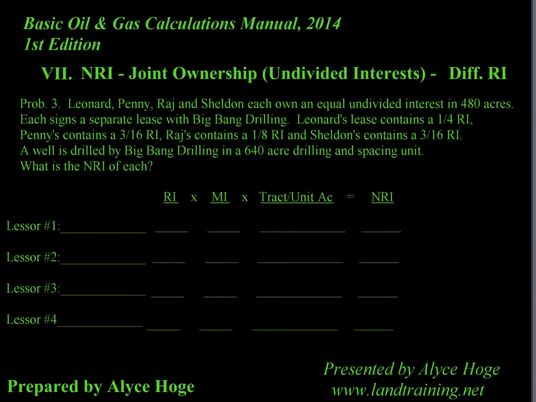Okay, now we're looking at problem 7, problem 3. And this is net revenue interest where there's a joint ownership. That means 4 people own it together. So they each own what's called an undivided interest. But this time they have different royalty interests. So let's just read the fact pattern.